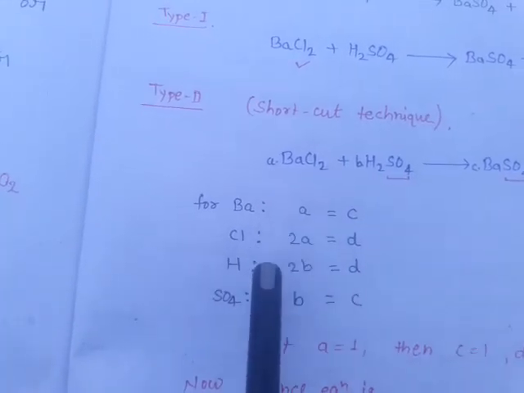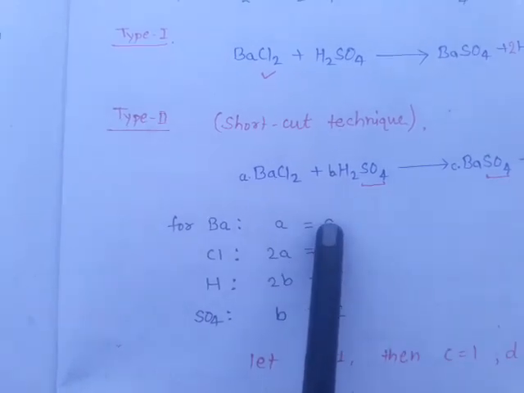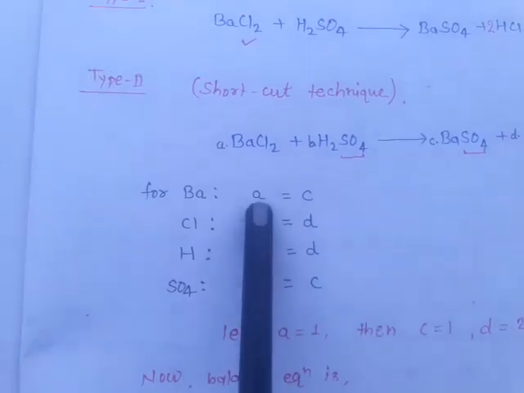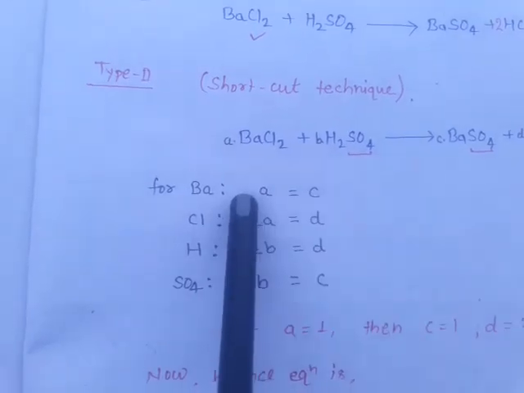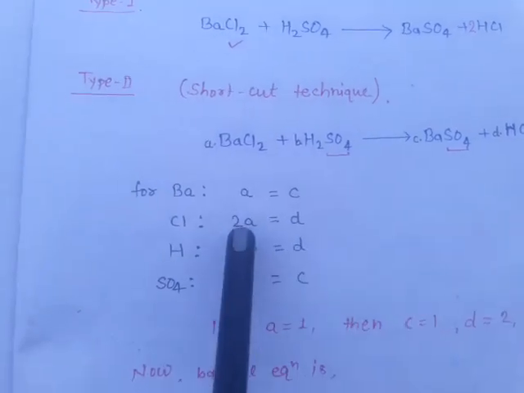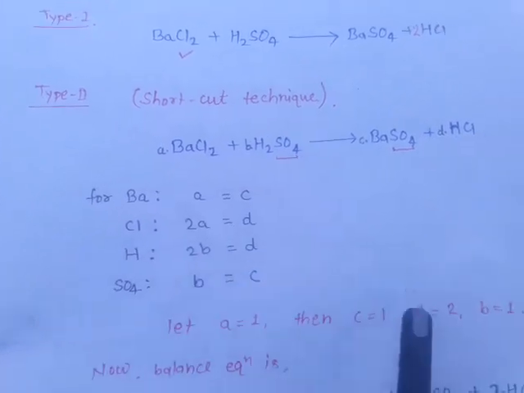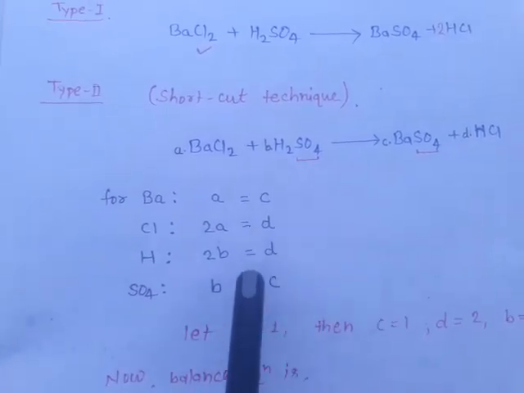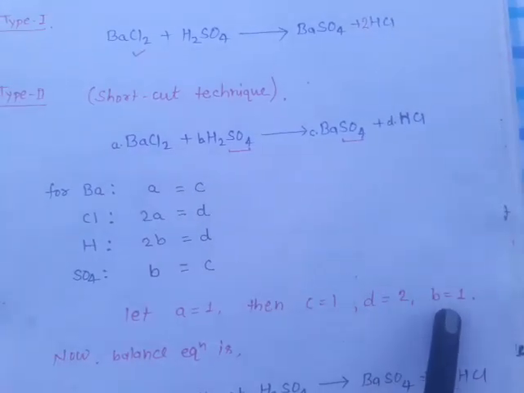So we assume values so that no fraction is formed. Here we put small a is equal to 1. If we put a is equal to 1, then we get C is equal to 1. And a is equal to 1, so 2 into 1 is 2, so D is equal to 2. And 2B is equal to 2, so 2 cancels out and B is equal to 1.